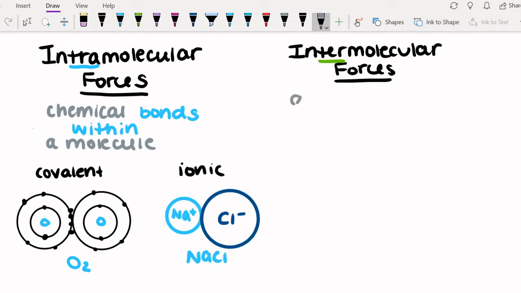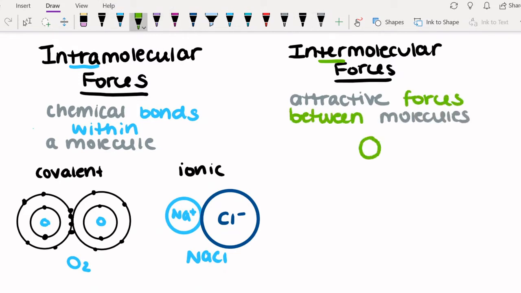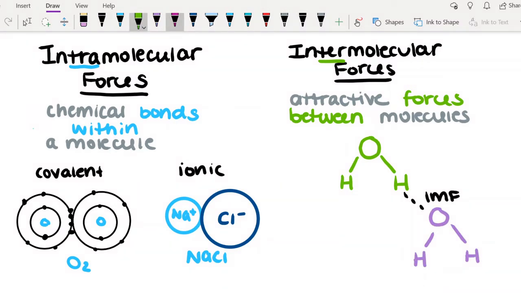On the other hand, intermolecular forces are attractive forces that exist between molecules. For example, these two water molecules are attracted to each other and there is a hydrogen bond between them. Notice that the intermolecular forces exist between two or more molecules, whereas intramolecular forces exist within one molecule.